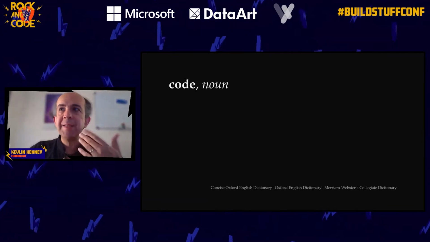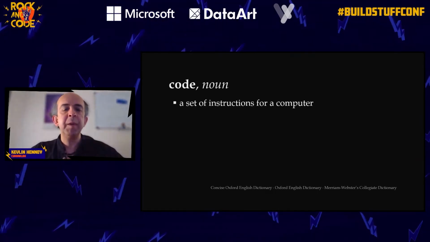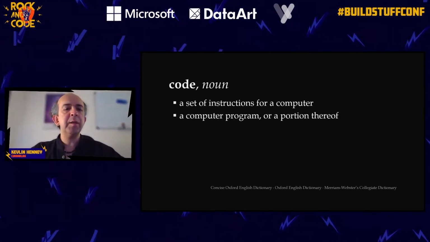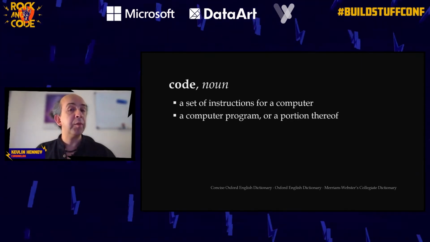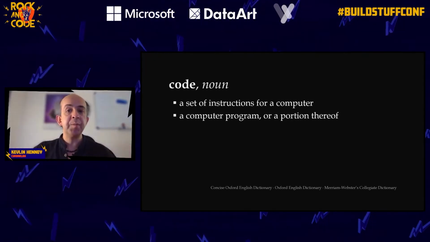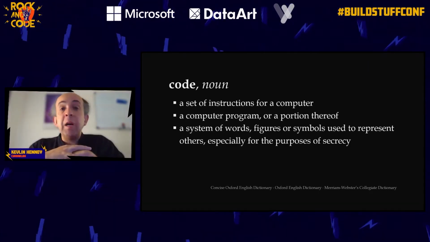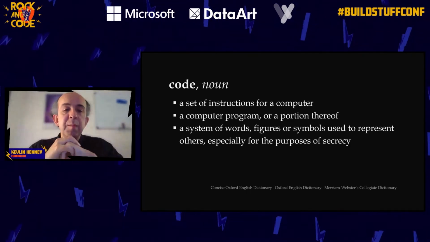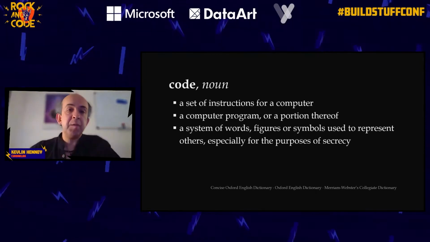So code as a noun, the one we're familiar with, a set of instructions for a computer. But actually we don't really program at this level. We tend to consider our programs to be slightly higher level. We think in terms of programs and applications. We also find that the word code is used elsewhere. Code breaker, for example, a system of words, figures, or symbols used to represent others. So we encode things, especially for the purposes of secrecy.